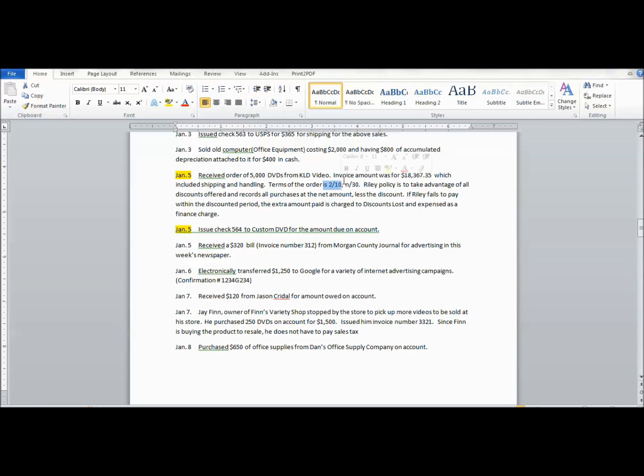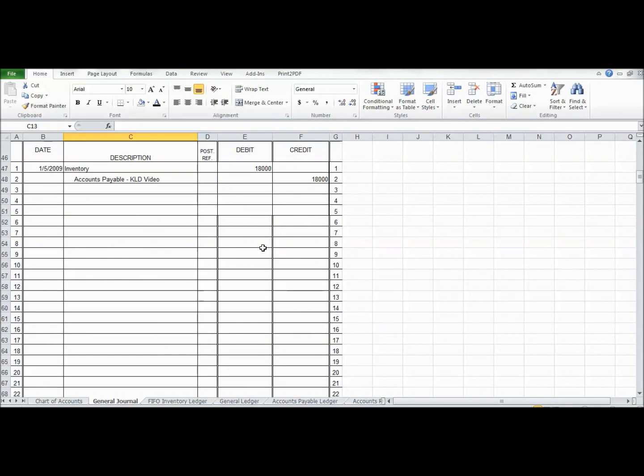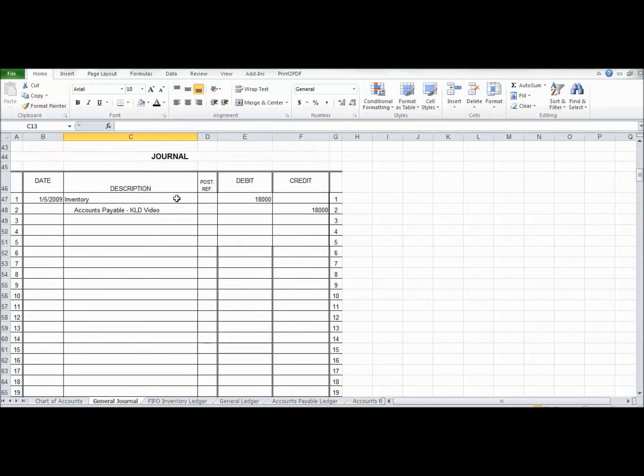This is where a lot of people miss this, right? So what we do, well, we go over here. Let's go down to a new area. We want to increase our inventory, and we want to increase our payable to the place that we owe them, right? KLD is where we bought it. So we would go down to our journal entry, and we would increase our inventory. So we debit inventory, debit the asset, credit the payable to increase payable.